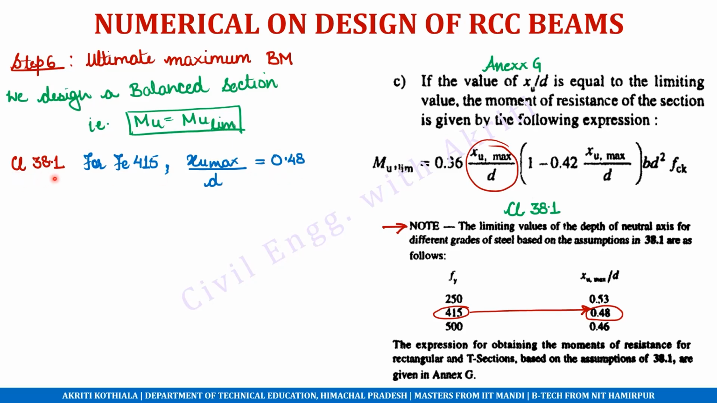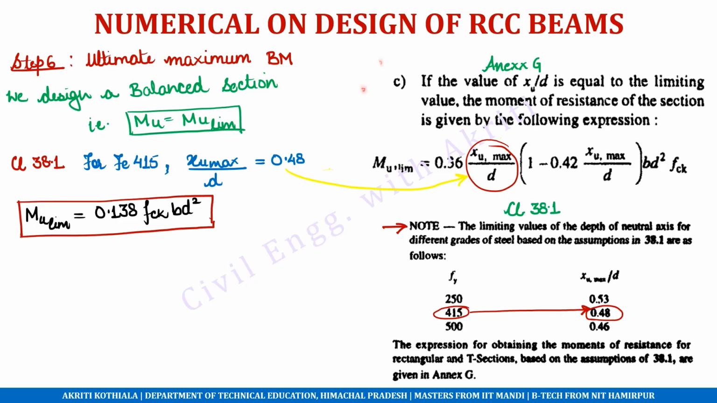Please keep in mind that we always mention the clause which we are referring to in a subjective answer, whether it is your end semester exam or any other competitive exam where you have to solve the question in a subjective pattern. So now substituting this value of 0.48 in the formula given in Annex G, we obtain Mu limiting as 0.138 fck bd square. So this is the main formula. I've substituted the value of Xu max by d from clause 38.1 and obtained the Mu limiting value of 0.138 fck bd square. This is only for Fe 415.